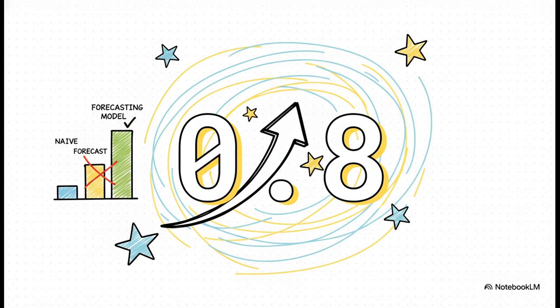Our MASE score is 0.8. And what was the rule? Anything under 1 is a win. This is fantastic news. It tells us our model isn't just spitting out random numbers. It's providing real, actual value. In fact, it's performing a full 20% better than a basic, naive guess would have. That is a solid result.